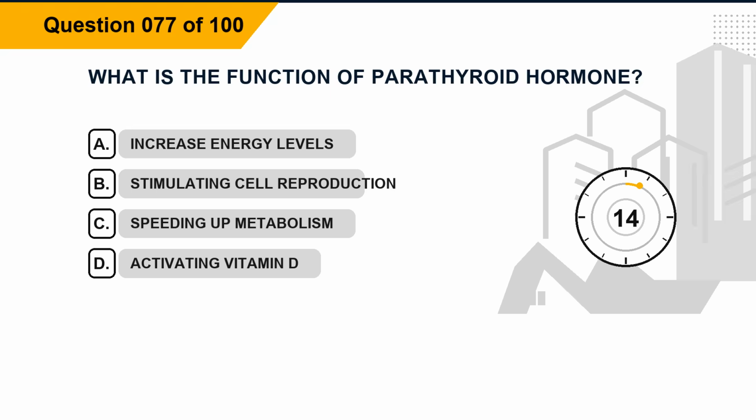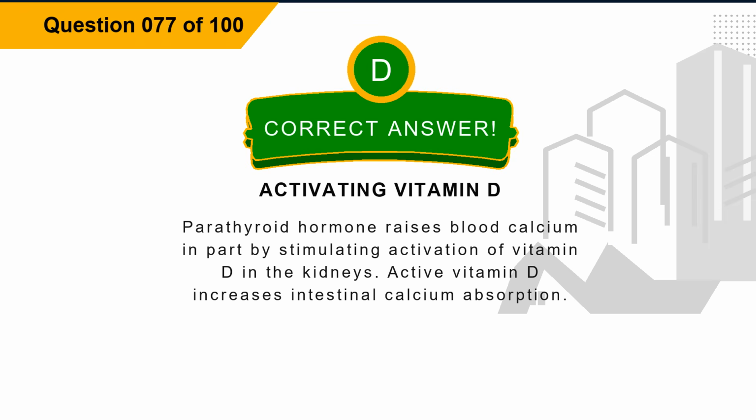Question 77. What is the function of parathyroid hormone? Option A, increase energy levels. Option B, stimulating cell reproduction. Option C, speeding up metabolism. Option D, activating vitamin D. The correct answer is option D, activating vitamin D. Explanation: parathyroid hormone raises blood calcium in part by stimulating activation of vitamin D in the kidneys. Active vitamin D increases intestinal calcium absorption.